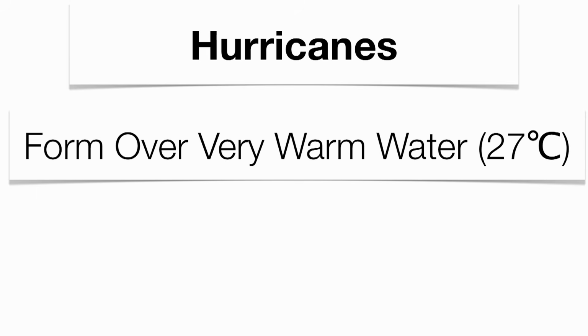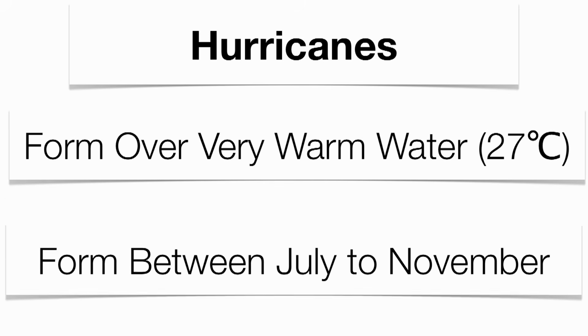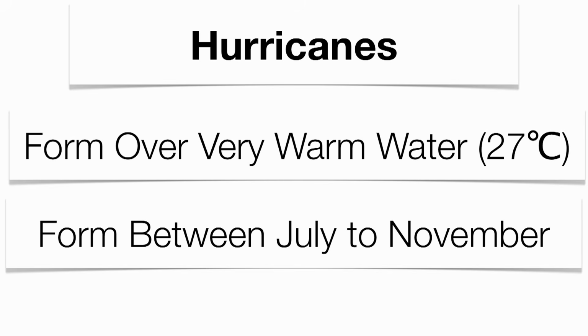So hurricanes, again, are going to form over warm water, approximately 27 degrees Celsius. So that's going to be a location right around the equator. It's going to be some of the warmest water. Now, our hurricane season is between July and November.